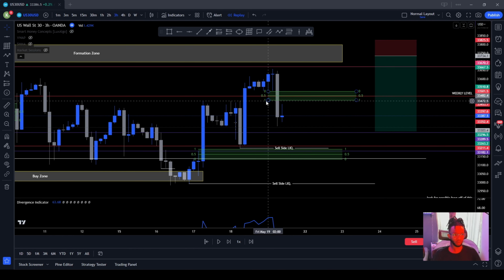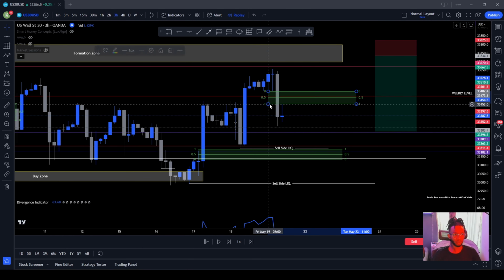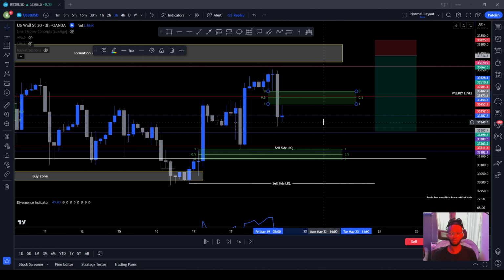Now as we look at the 3-hour, the same fair value gap is actually there as well, and the 50% of this is lining up with a weekly level. The 50% of a fair value gap is extraordinarily important, because what you can end up seeing is that market ends up pulling back to around 50% and then reversing back into the direction that it wanted to go in.